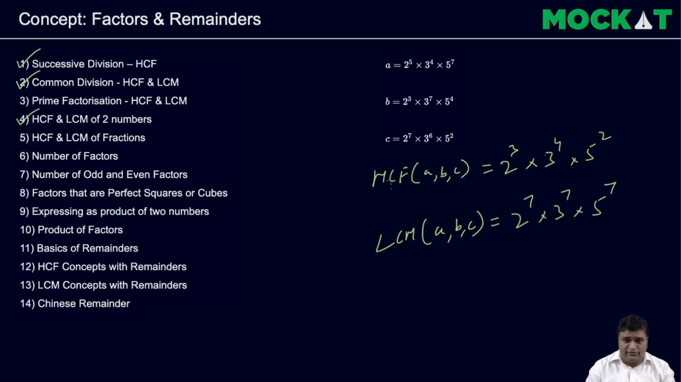Now clearly the product of these two, HCF and LCM, is not going to be the product of all three of them or any two of them. So the condition of product of HCF and LCM being equal to the product of numbers will not apply when there are 3 or more terms involved.